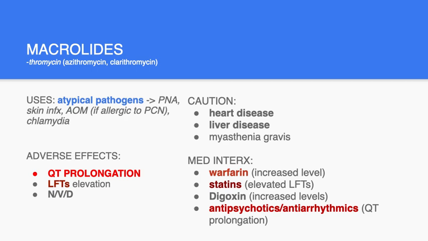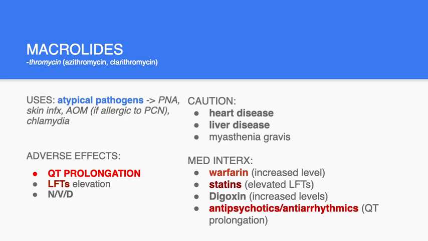Adverse effects of macrolides include QT prolongation, that is a big one, they might test you on that one, and LFTs elevation, and nausea, vomiting, diarrhea. So primarily in practice, we will mostly just see the GI side effects of these medications, but for testing purposes, as I said, we want to focus on the big things. So the QT prolongation is a good one.